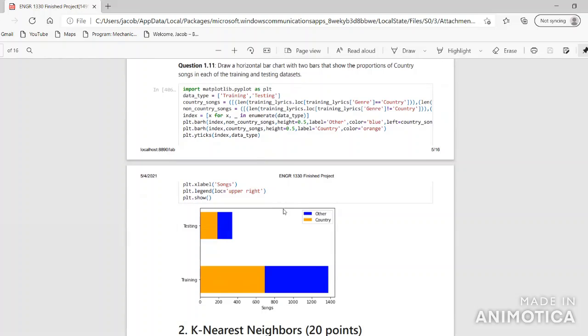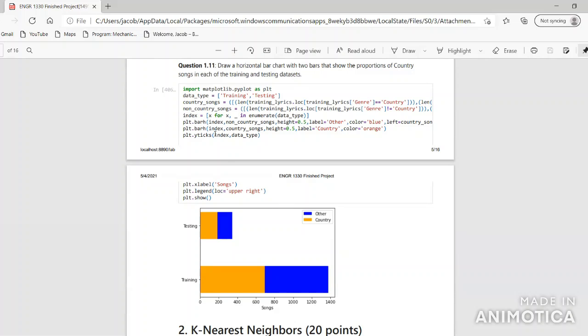Yeah, and that was the idea of the multi-layered bar chart, because it would be able to best display the proportion of the number of country songs as compared to the number of other songs being hip hop. And that was the best way to visualize that, I suppose.